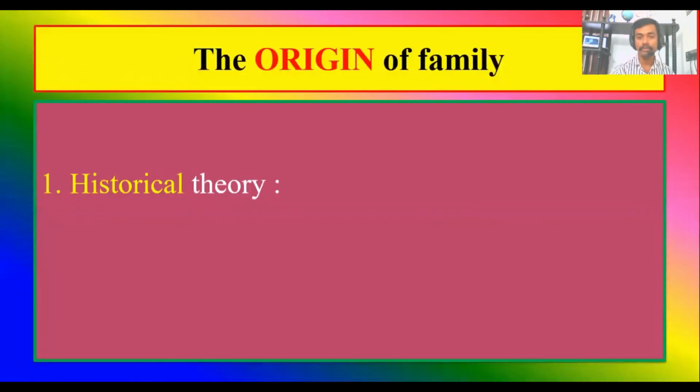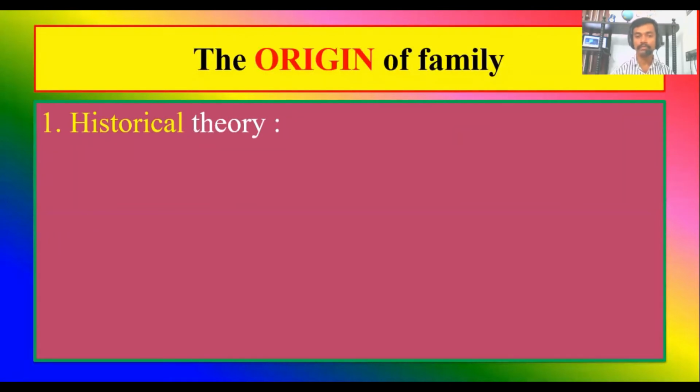Then origin of family. Various theories are available here. First theory, historical theory. We have historical evidence from the Indus Valley civilization, Harappa, Mohenjo-daro, Egypt. The family was created from the ancient period. Then the divine origin theory is a religious theory. According to this theory, God only created the family. We know the first family, Adam and Eve.